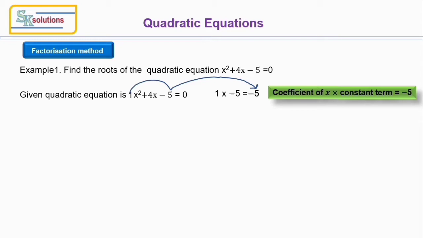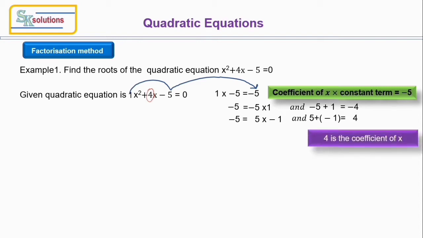Now we take this −5 and write it as the product of −5 and 1. We also add −5 and 1, we get −4. What is the coefficient of x here? The coefficient of x is +4. So we will write this −5 as 5 into −1. Negative 5 also can be written as 5 multiplied by −1. What is the sum of these two, 5 and −1? Yes, it is 4. So we are getting the coefficient of x here. 4 is the coefficient of x.